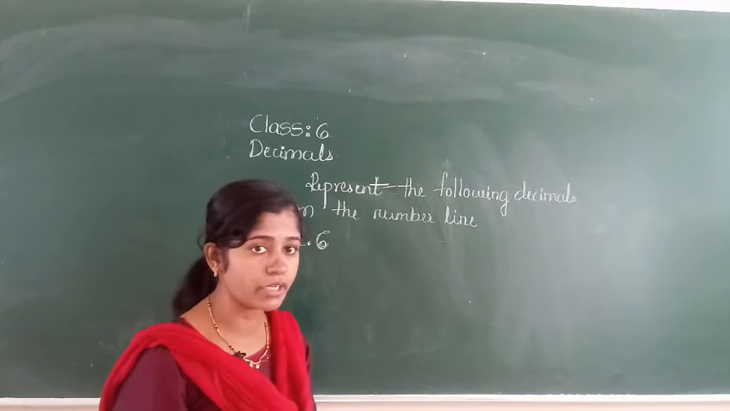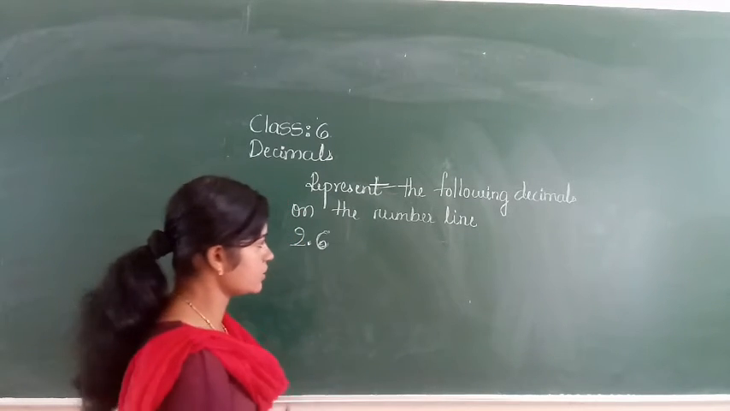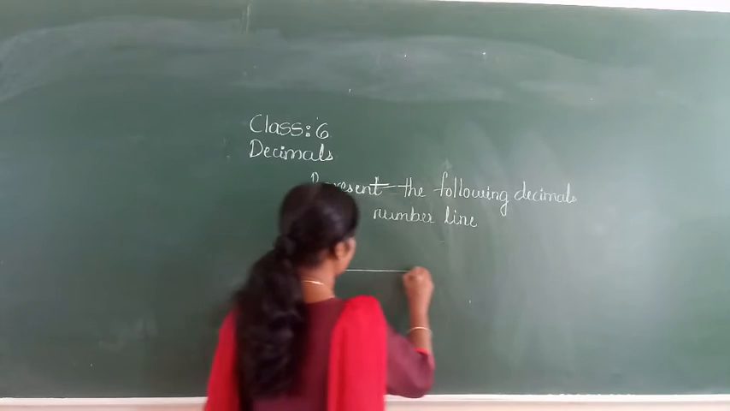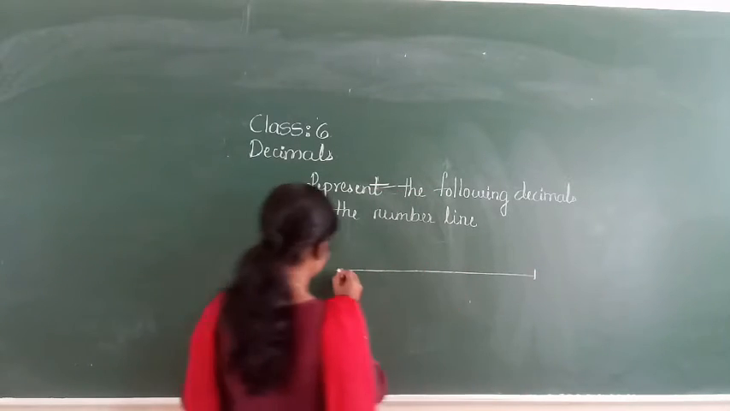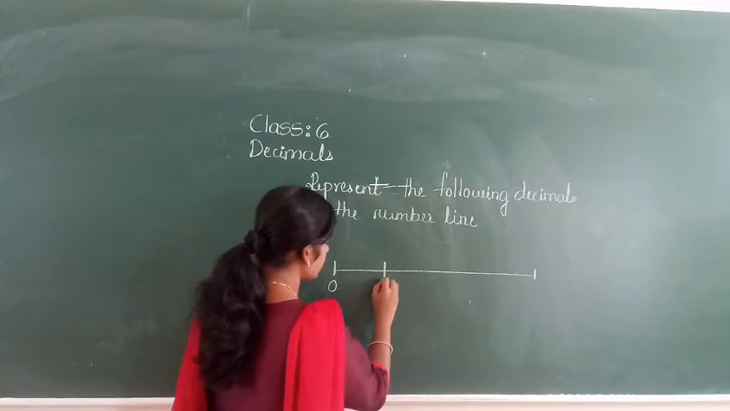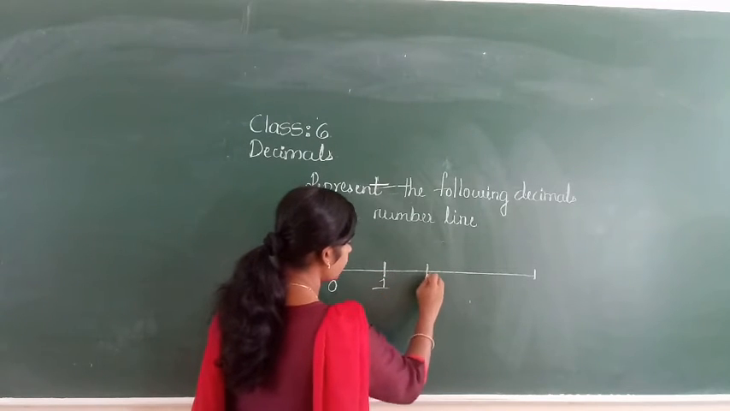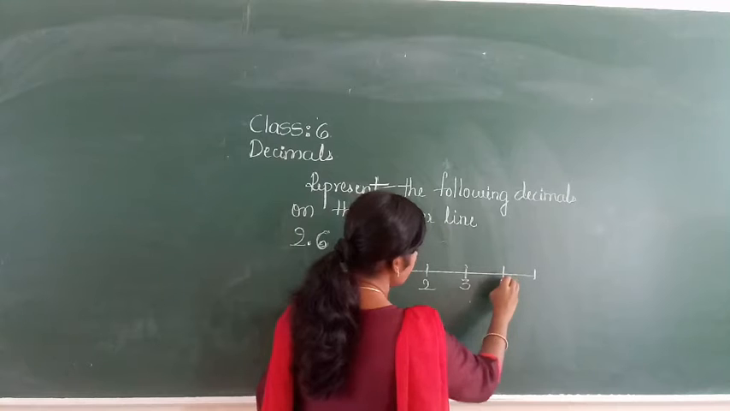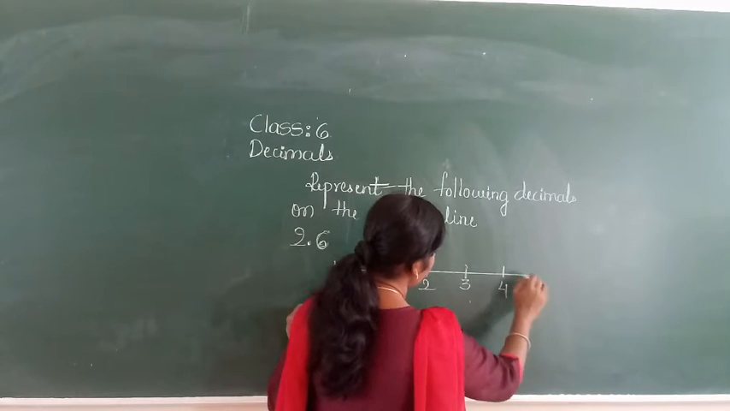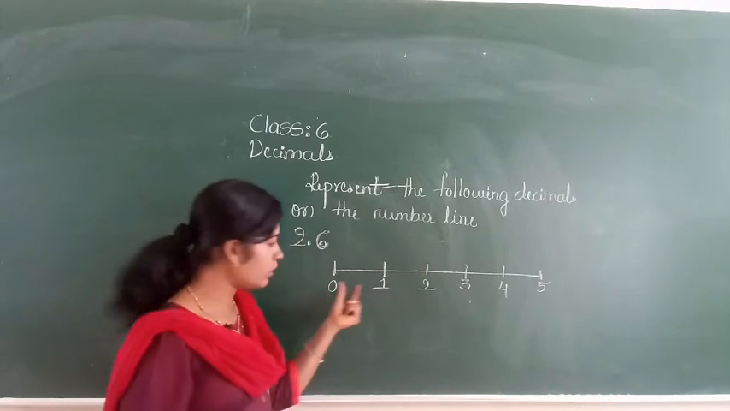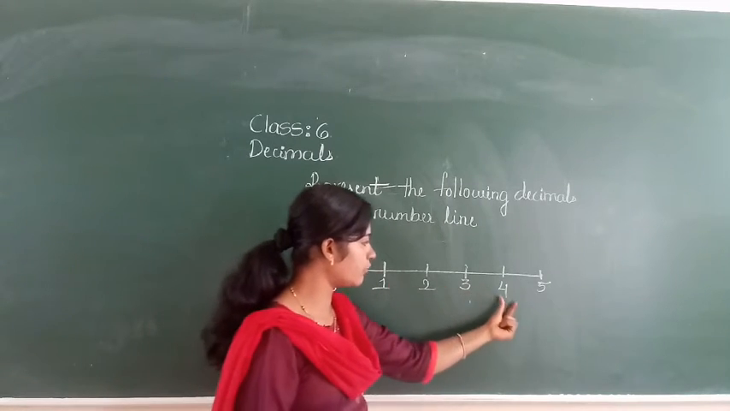You already learnt this while solving integers. You already know about the scale. Take one scale, I will take this type, and start with 0. Again what will come here? 1. After that, 2. After that, 3. Next, 4. After that, 5. So 0, 1, 2, 3, 4, 5.